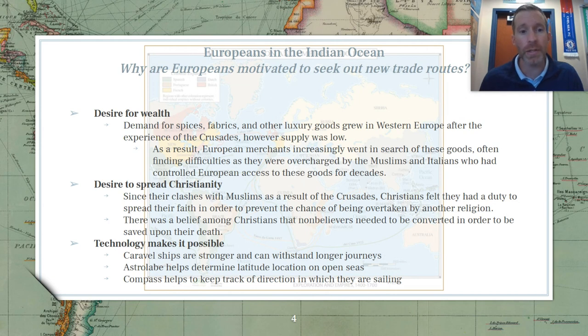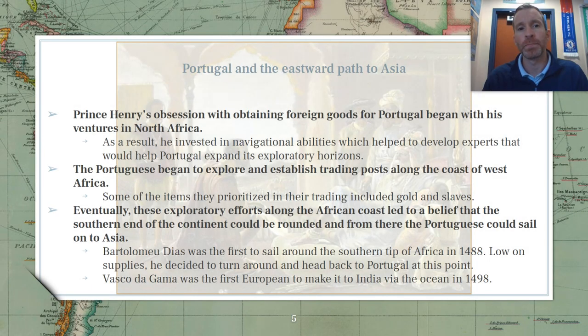there is some technology that does make it possible. You have caravel ships, which are able to withstand longer journeys. They're able to withstand rougher seas. The astrolabe and the compass are going to be helping in terms of navigation and making those journeys in open waters away from a coastline far more possible.